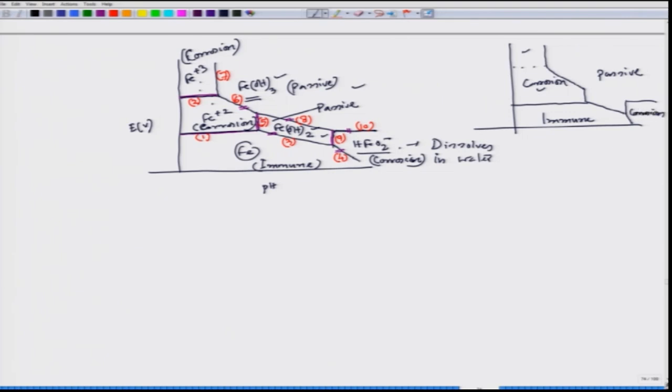So, this is a typical diagram. Some books might look like this type, where this is passive, this is corrosion, this is immune, and this is of course corrosion. Now, these two lines merge together depending on the phases we are considering.